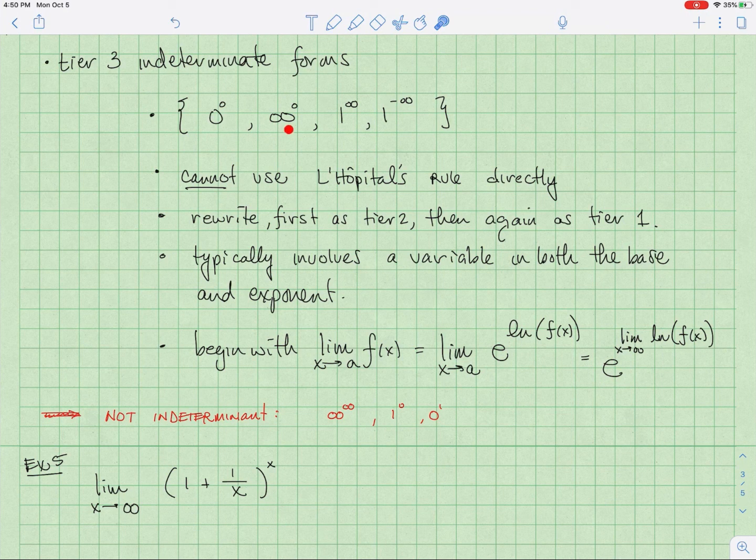Now, the next one is infinity to the 0. That is an indeterminate form as well. Infinity is not a real number, so you can't say anything to the 0 power is 1 because this isn't anything. So that's a weird one.